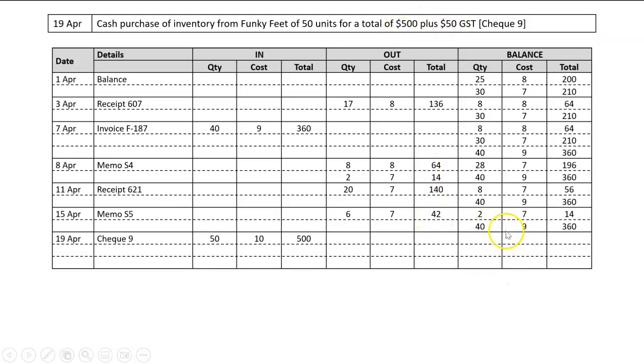And then we just bump everything up one. So we say 2 at 7 there, 40 at 9 there, and then we just put these $10 ones at the bottom of the pile there. 50 at 10 for 500.